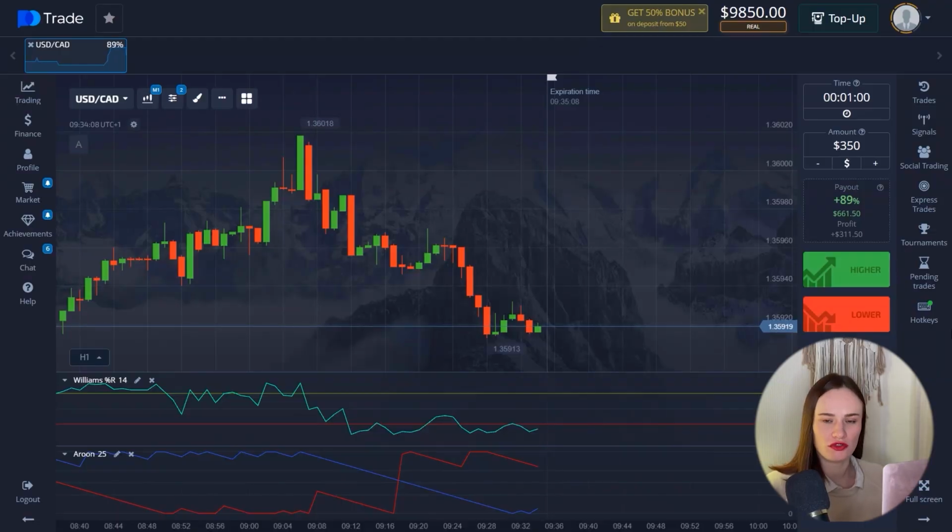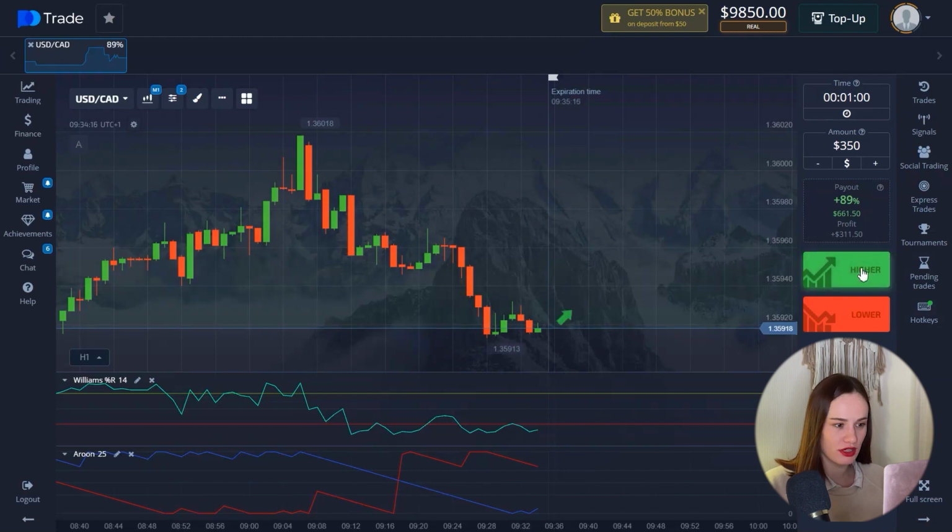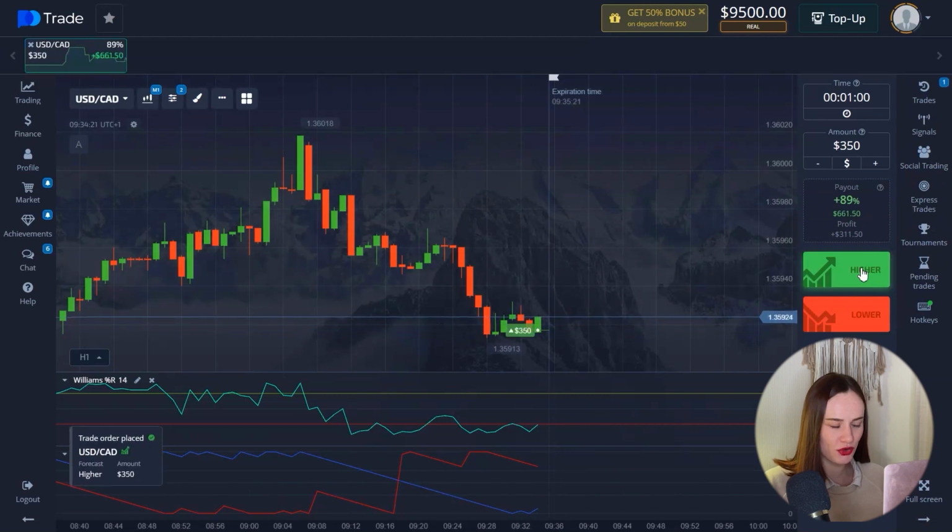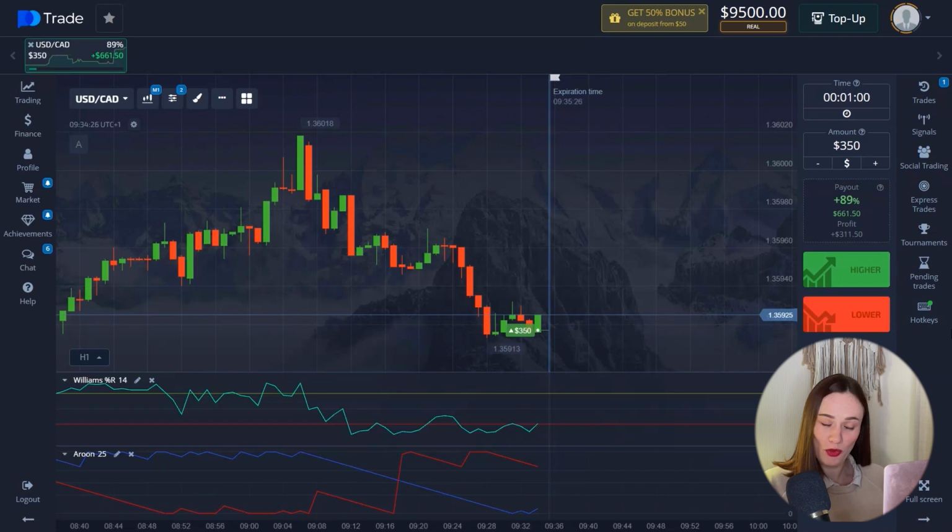So my broker has a chart of quotations of the US dollar and Canadian dollar currency pair open, with a profit of 89%. Not the maximum, of course, but also not little in case of successful trades. As you can see, I already noticed a certain signal and I opened the first trade to increase by $350 for 1 minute. Now I will explain why I made this decision.